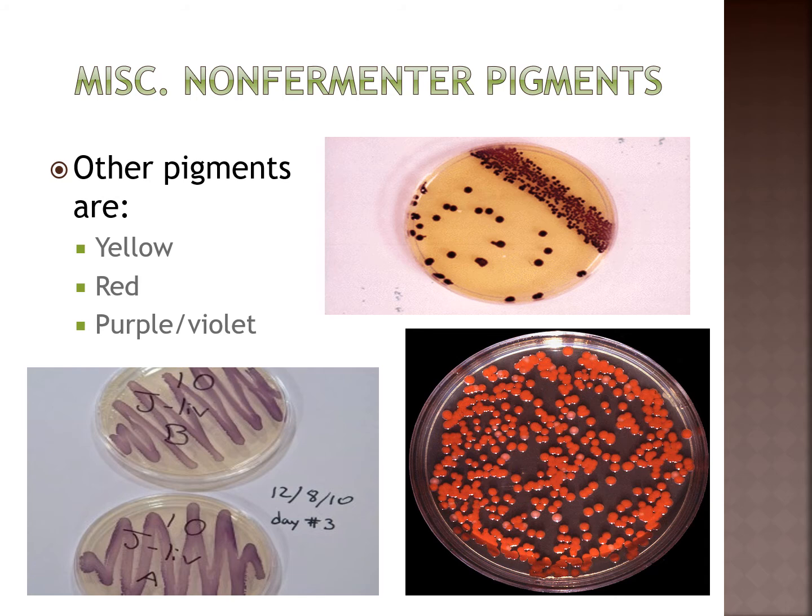Other pigments you may see are yellow, red, and purple. Elizabethkingia is a yellow organism. Methylobacterium is a red organism, and so is Micrococcus roseus. And then one purple organism that we've dealt with is Chromobacterium. Those are because of the pigments phenazines, which is a red pigment, and violacein, which is the purple pigment. These colors will intensify at room temperature.